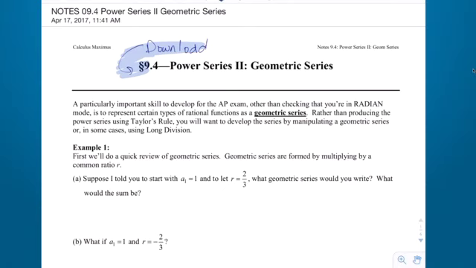We're on Power Series Day 2, or Lesson 2.